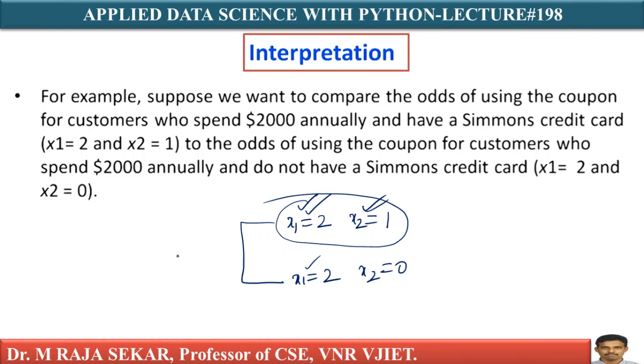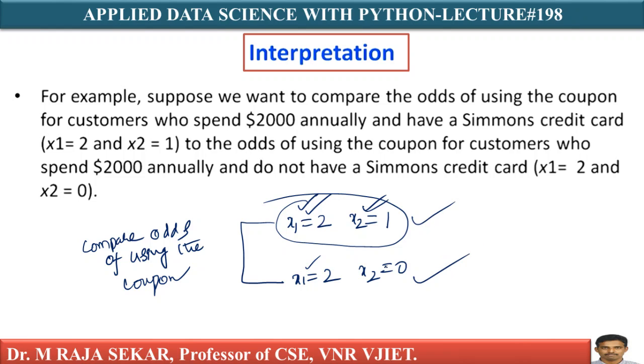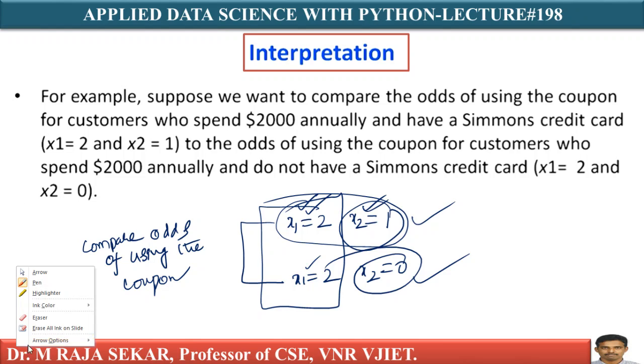We want to compare the odds of using the coupon. Comparing the odds of using the coupon means I must compare this level with this level: with the Siemens credit card and without the Siemens credit card, but the amount is the same, $2,000 they are spending. How can I compare? We will try to understand.